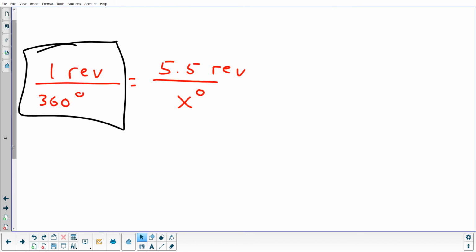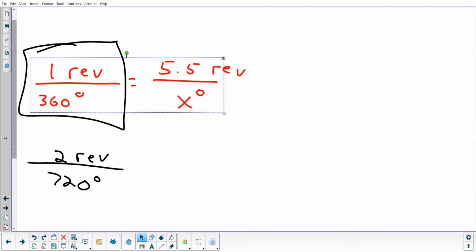Any fact. It doesn't have to be this fact. Like if you wanted to convert revolutions to degrees, what if I did this? Is that a true fact? Yeah. Two revolutions is 720 degrees? Yeah, I could use this fact to do it. But this is a little nicer because it's reduced. Generally, if you want to convert between two things, you like to have the number 1 in your fraction.